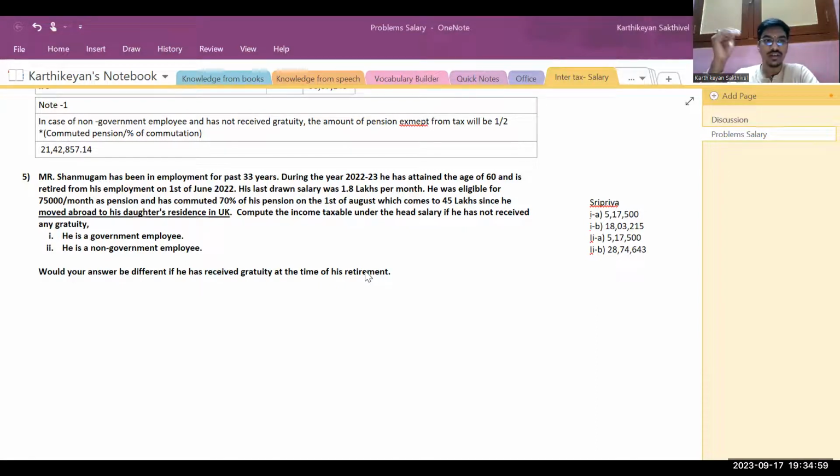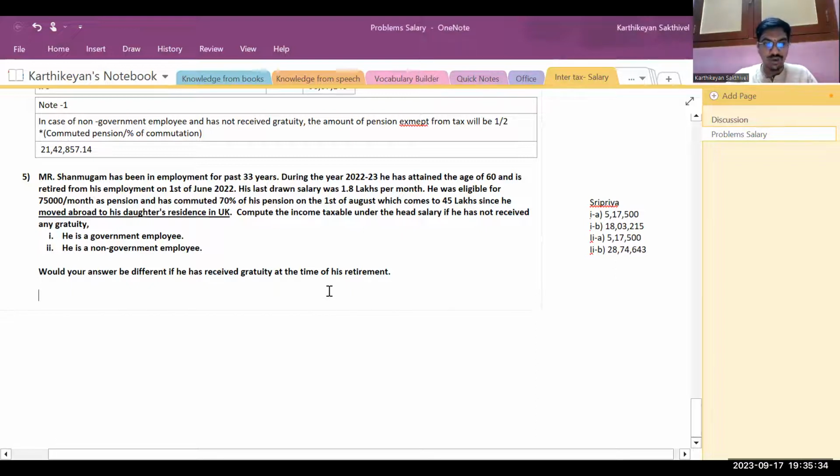Let me put it again. In case of salaries, if the income is earned in India, that amount is taxable in India. If the salary is for services rendered in India, it is taxable in India. This is what 9(1)(ii) says. As far as 9(1)(iii) is concerned, if the government makes salary payments for services rendered outside India, then it is deemed to accrue or arise in India and it is taxable in India.